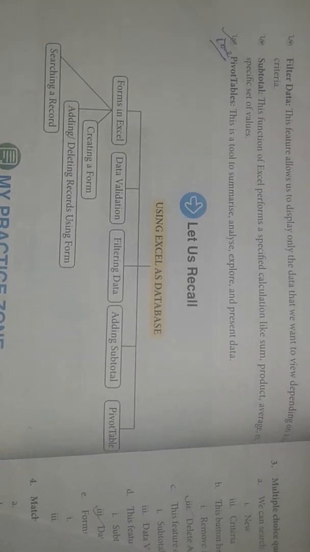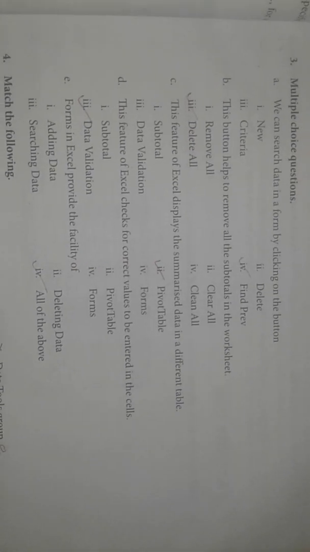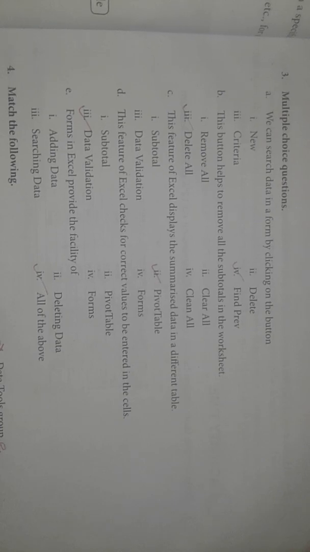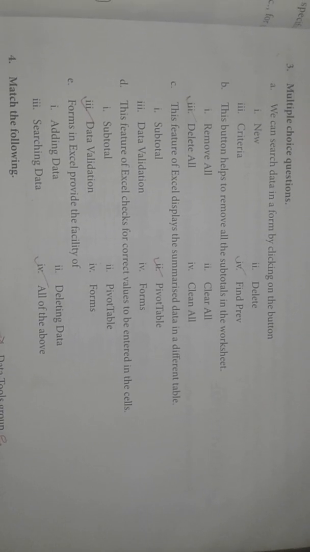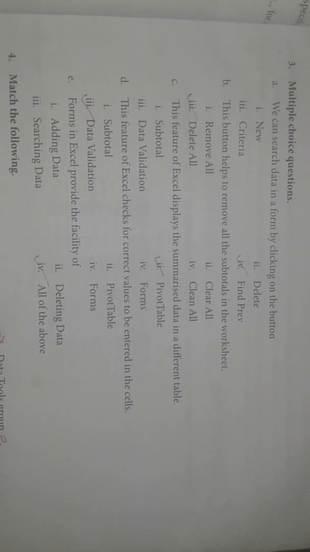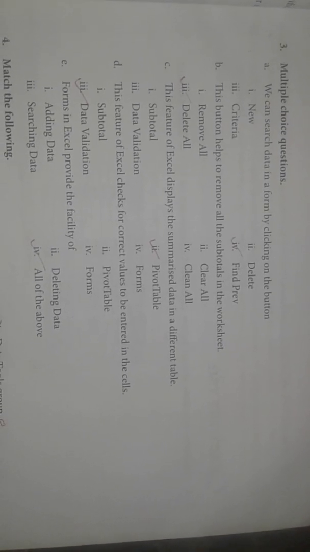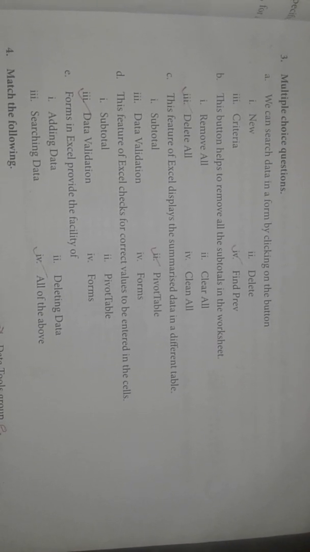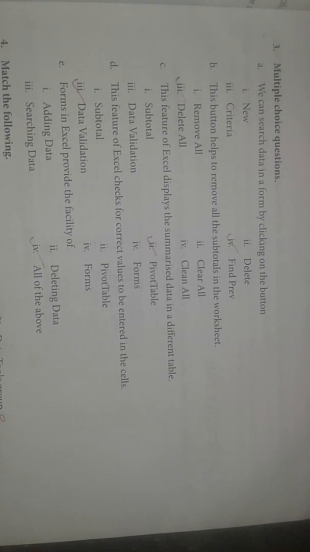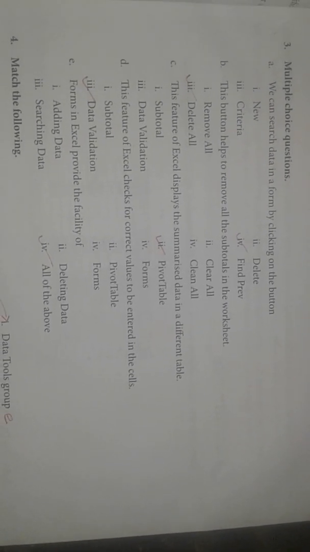And moving forward to the MCQs, I believe you have done these MCQs in your classwork copies. If not, then do it in your classwork copies. We can search data in a form by clicking on the button. Which button? Find previous. Second one, this button helps to remove all the subtotals in a worksheet. Which one? Remove all. This feature of Excel displays the summarized data in a different table. Which feature of Excel displays the summarized data? Pivot table.